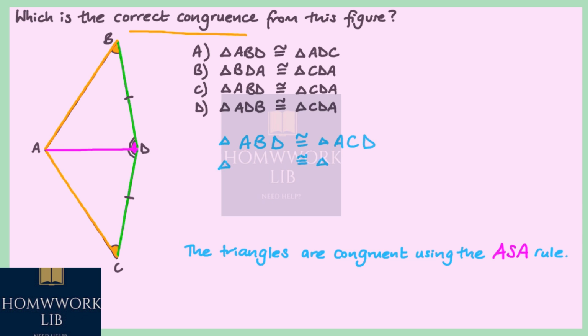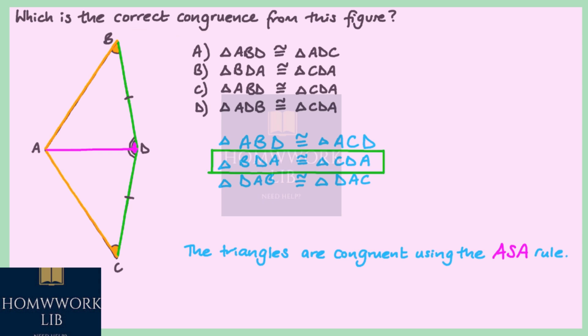We can also write the letters in a different way. For example, we could start with BD on triangle ABD, but then we'd also have to start with the letters CD in triangle ACD. So we could write the relationship that triangle BDA is congruent to triangle CDA. We could also start with our letter D and say that triangle DAB is congruent to triangle DAC. Any of these would be a correct congruence for the figure. However, the only one listed in the answer options is that given in option B. Triangle BDA is congruent to triangle CDA.